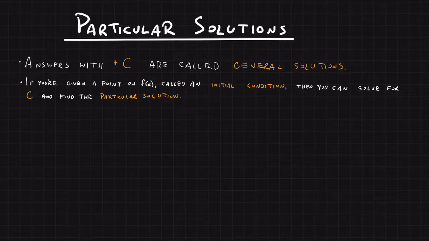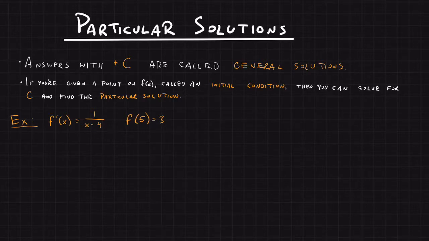If you're given a point on f of x, which is called an initial condition, then you can use this to solve for the c and then find the particular solution. That just means that you're finding the exact value of what was an unknown constant. Let's look at an example of how to do this.